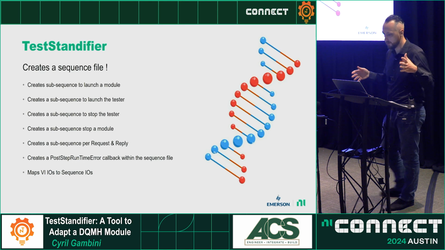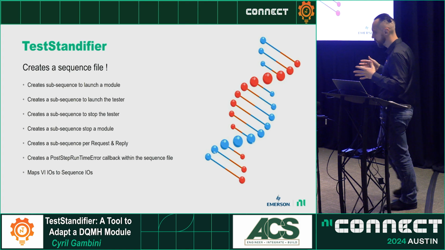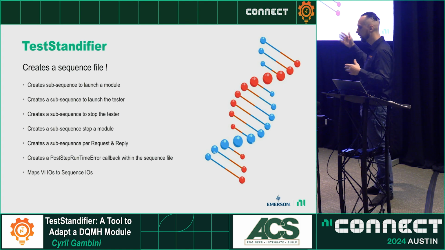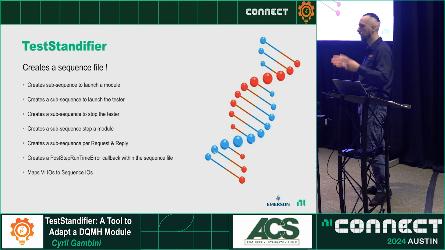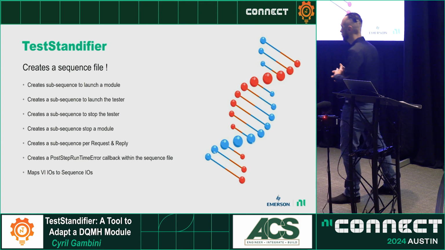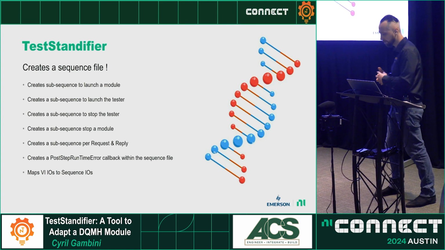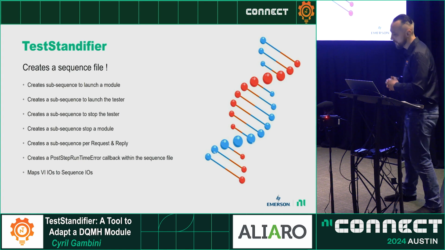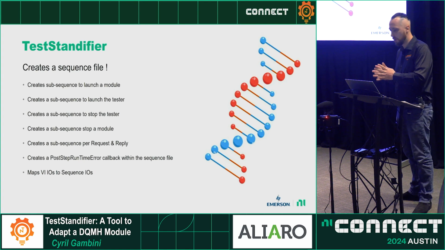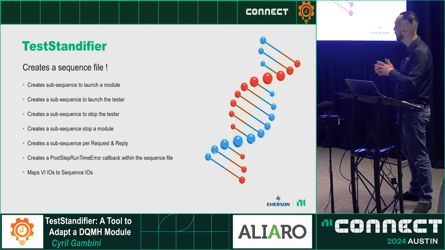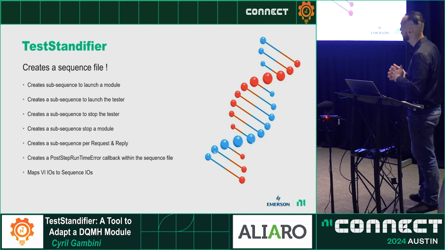So at the end, you have a sequence with a bunch of subsequences that you can call, and the subsequences in TestStand just expose the parameters you need. And you can see what is an input and what is an output just looking at the type of parameter you have. If it's by reference, it's an output. If it's by value, it's an input. All that is done automatically up to version 1.3 and further of the TestStandifier.